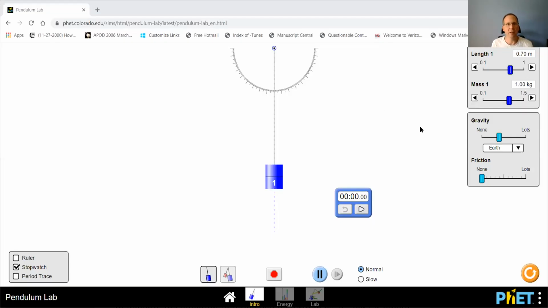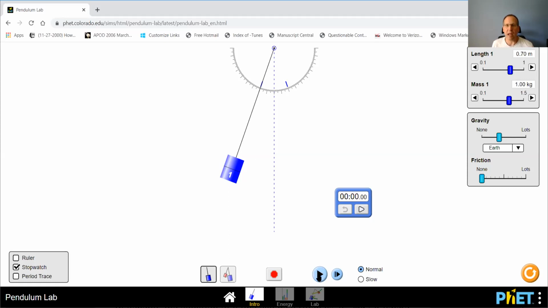Okay, so here's the simulation we're going to use. Let me pause this. This black line here represents the string, or the rod. Here's the pivot point. The blue object is the mass of the pendulum. We're going to displace it by a small angle, maybe 20 degrees. So I'll just go to -20. Negative, by the way, means clockwise and positive is counterclockwise. So negative just means I'm going to the left, so it's clockwise.